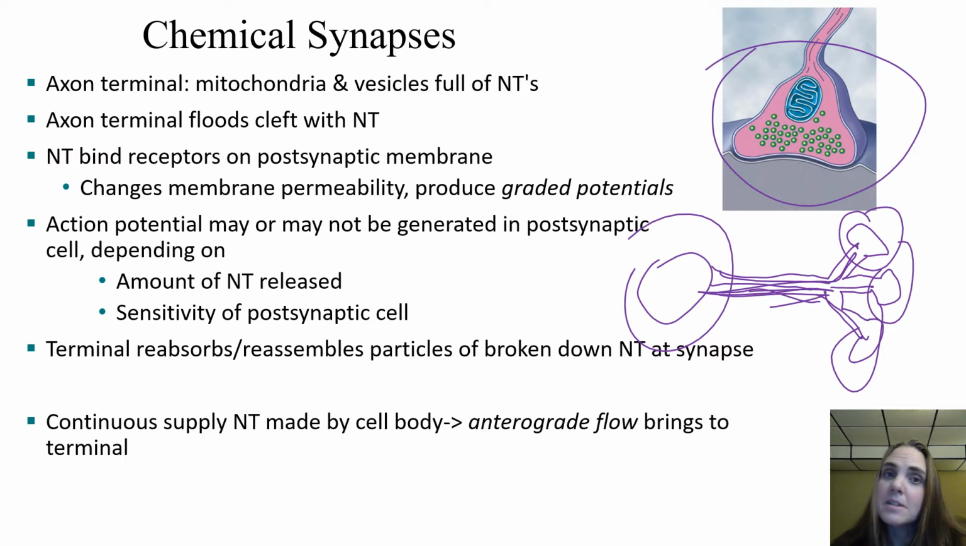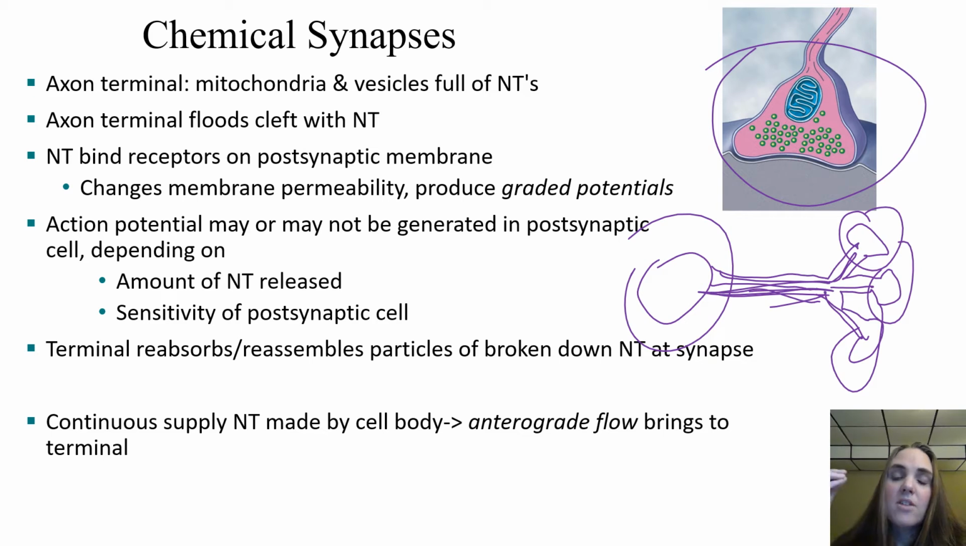If that graded potential is large enough, then we can generate an action potential in the postsynaptic cell. Remember, for an action potential to be generated, we have to reach a certain level of depolarization at the trigger zone. If we depolarize to that threshold level at the trigger zone, then the action potential will be generated in that postsynaptic cell. Whether or not that happens is going to depend on the amount of neurotransmitter that has been released by the presynaptic cell, and the sensitivity of the postsynaptic cell.